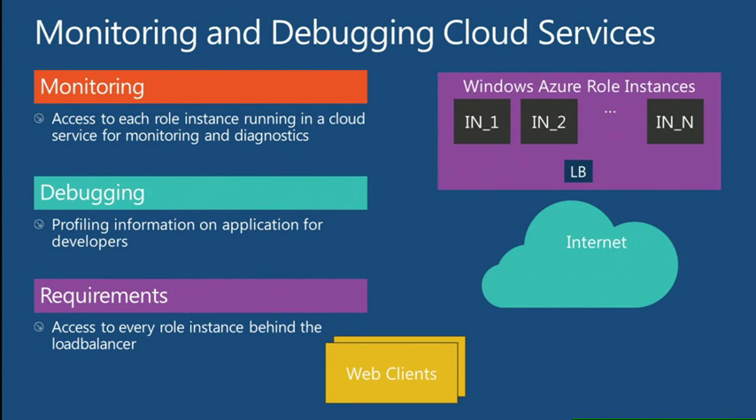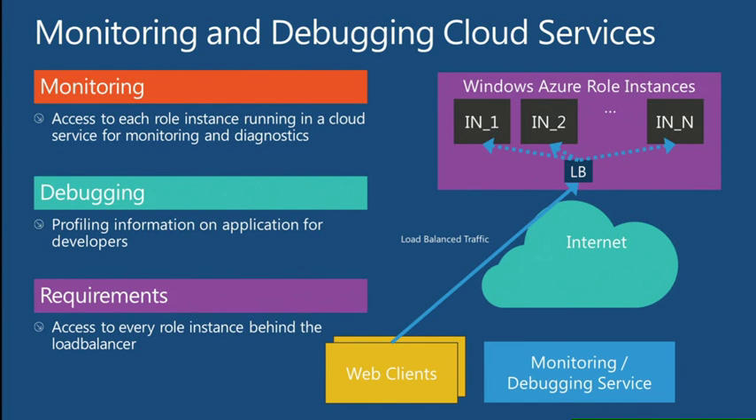Traditionally, the way the load balancer works is you have a client hit a public IP address. The load balancer terminates that, and it does a kind of distribution. We use our own algorithms to distribute and maintain state, and it distributes the load across the N role instances that we have. But the real ask for enabling monitoring and debugging is that your monitoring service or your debugging service wants direct connectivity to every instance behind the load balancer.